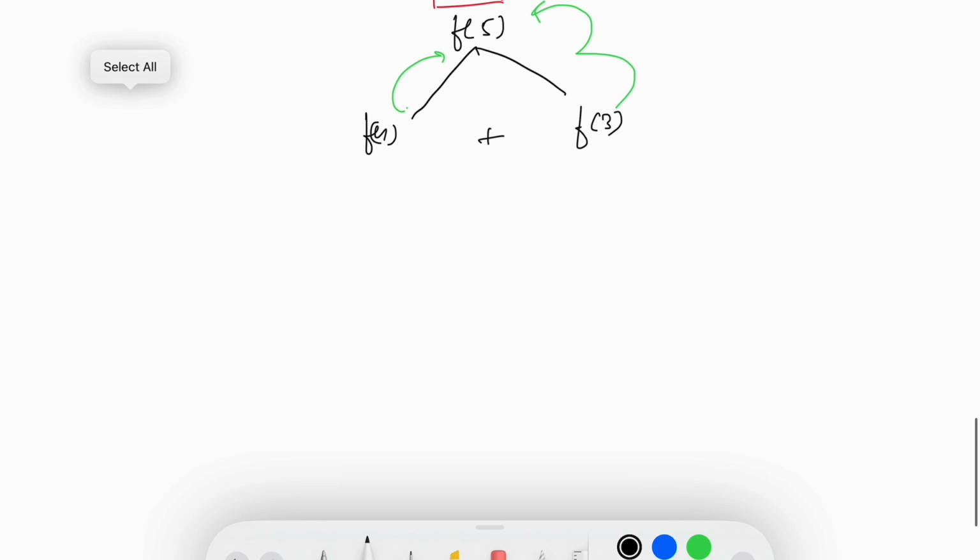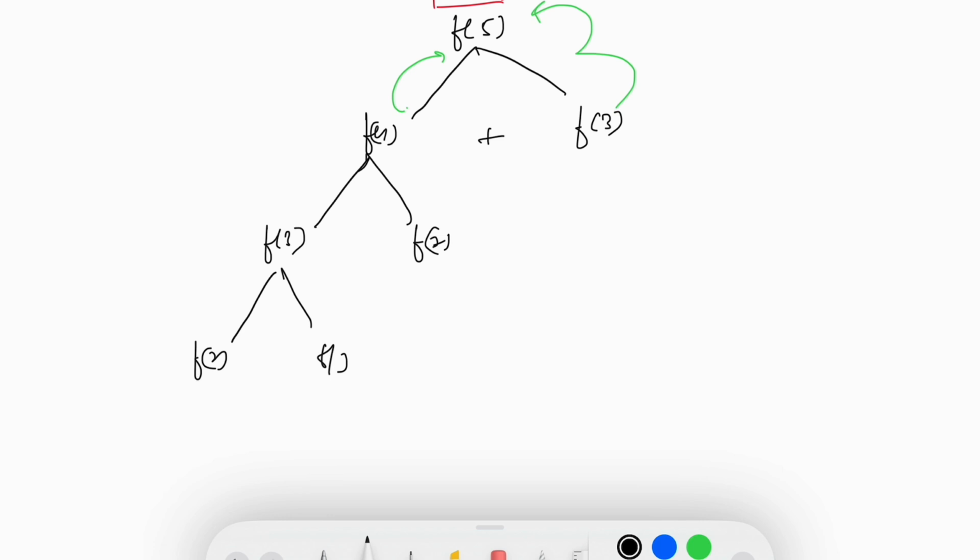Okay, now let's further evaluate the calls. F of 4 will first calculate f of 3 and f of 2. F of 3 will calculate f of 2 and f of 1. And f of 2 will calculate f of 1 and f of 0. F of 1 is equal to 1, f of 0 is equal to 1. So to reach 2, we have 2 ways. So we are passing 2 again to 3. To reach 1, we have 1 way. So to reach 3, we have 3 ways.